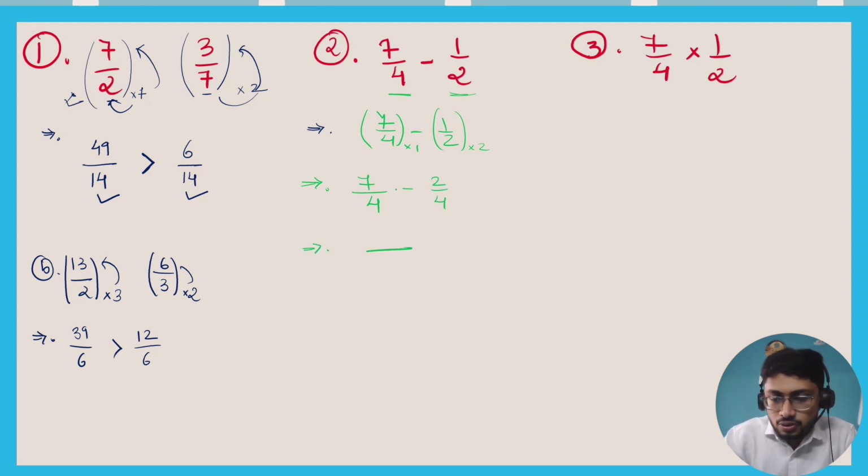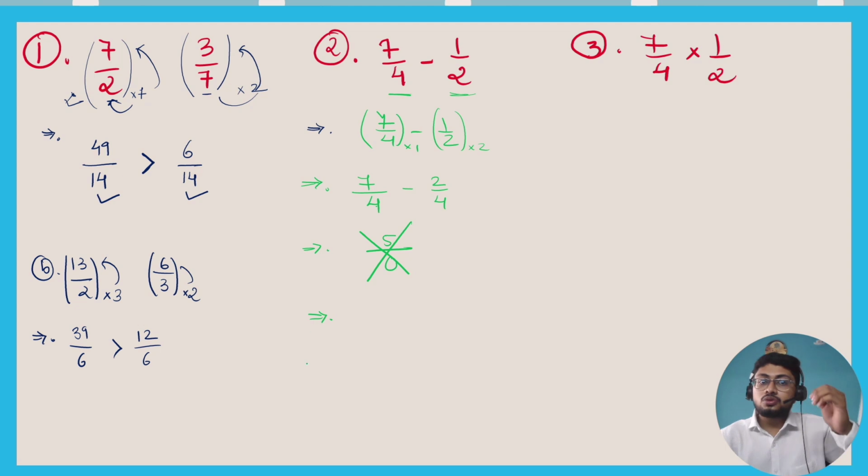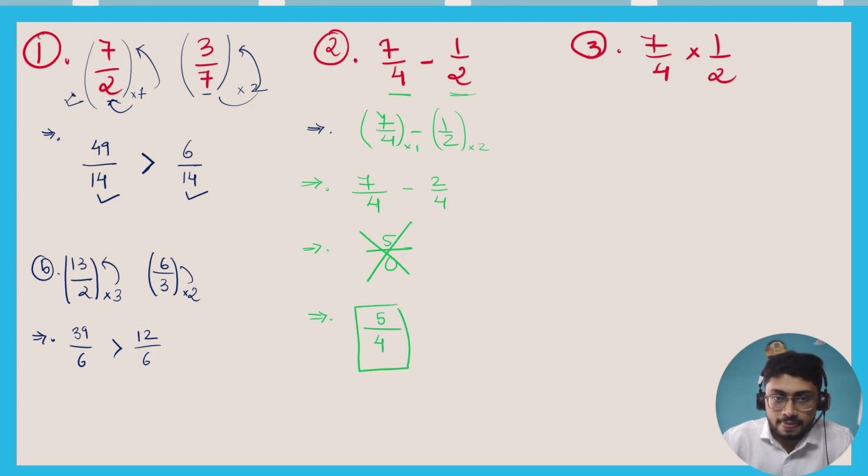How are we going to subtract? So sir, 4 minus 4 is 0, 7 minus 2 is 5. Is it correct? No, this is not correct. You don't have to subtract the denominator. You just have to perform the operation on the numerator. So the denominator stays as it is, and 7 minus 2 is 5. This is your answer. Do not ever do it like 7 minus 1 is 6 and 4 minus 2 is 2. Not like that. This is the perfect method.